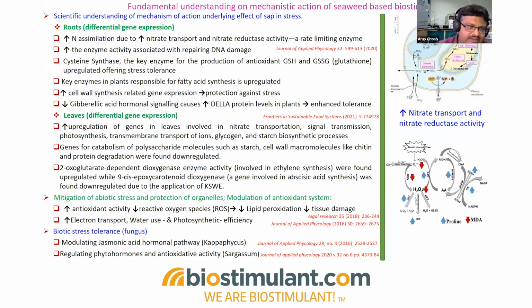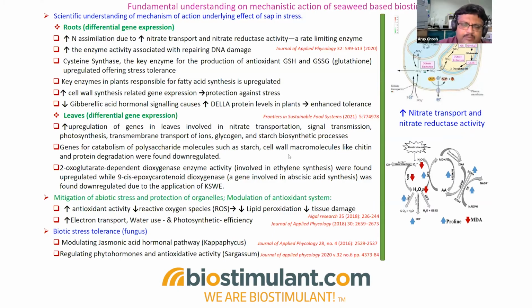Then there were genes responsible for catabolism of polysaccharide molecules. As I said, they were found downregulated, and so on and so forth. I will not go into much detail, but we also unraveled the antioxidant activity, which reactive oxygen species were affected, and how lipid peroxidation and tissue damage were reduced. We also found that electron transport processes were improved. As a result, water use and photosynthetic efficiency were also improved.